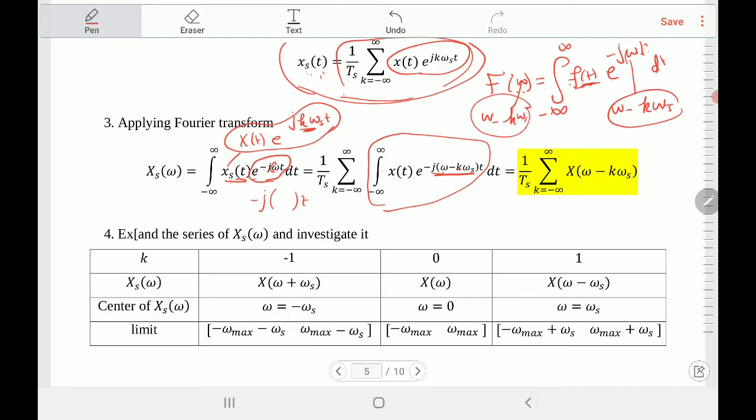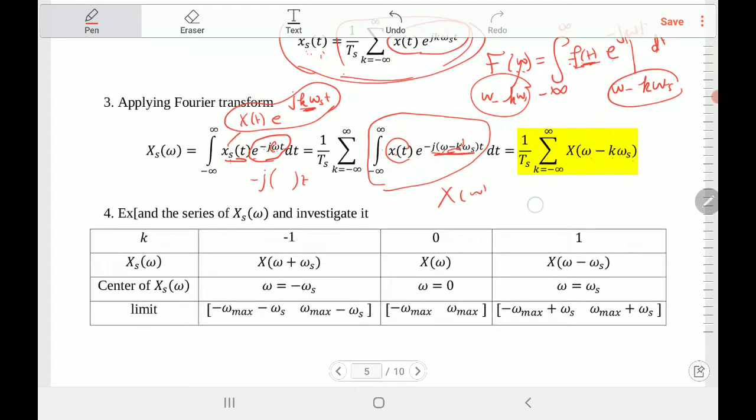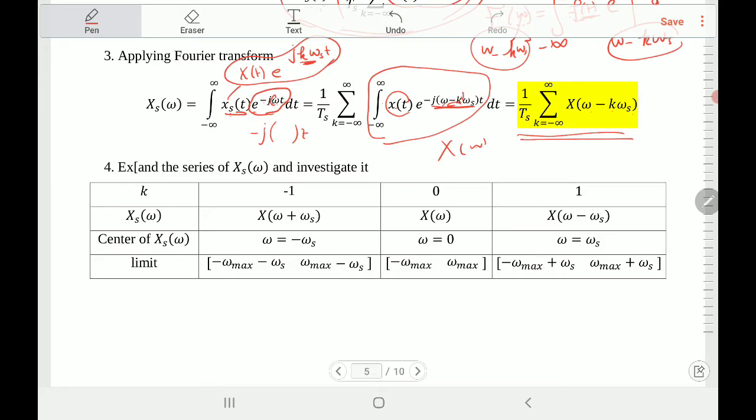So you replace this by omega minus k omega s. That's what you do. So now you do not have X of omega. No, you have X of omega because it's x of t. If you don't have this one, you will have the same thing, X of omega. But because you have this now, the new one, you replace omega by omega minus k omega s. So that's the Fourier transform of the discrete time signal after sampling. Very important.